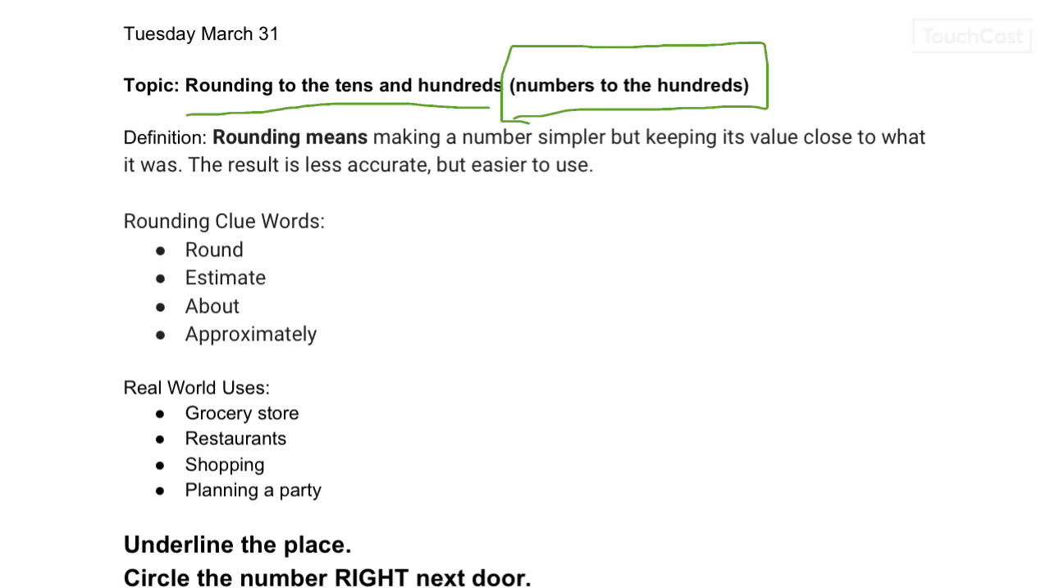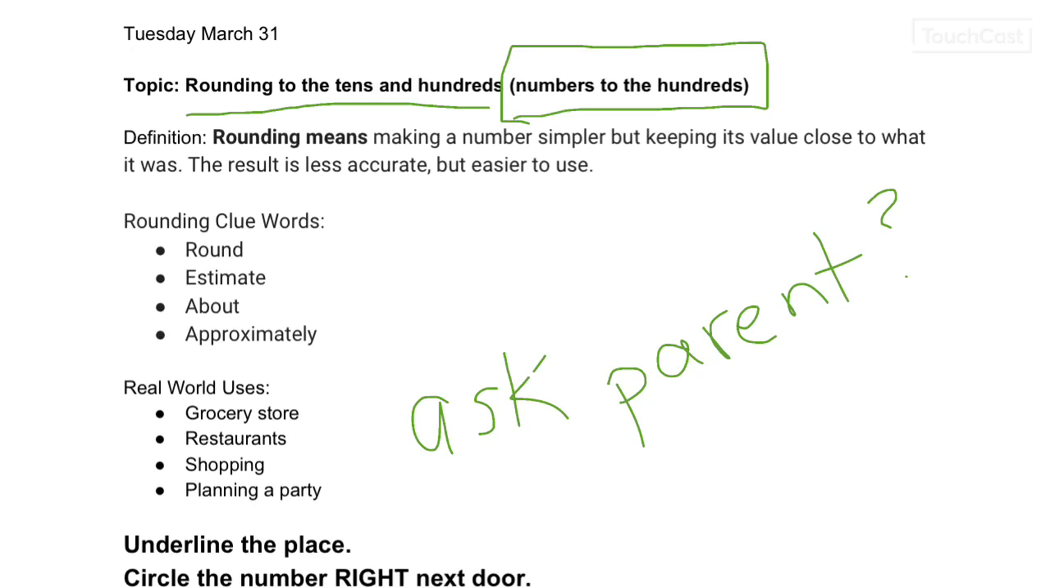Maybe you started to notice where rounding can be important in everyday life. I challenge you to maybe ask your parent when is a situation that they would possibly round, and let me know on Zoom tomorrow what they say.